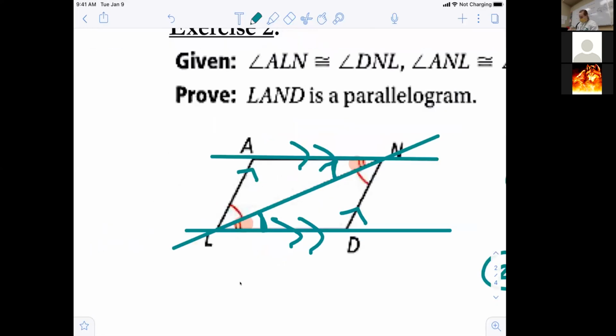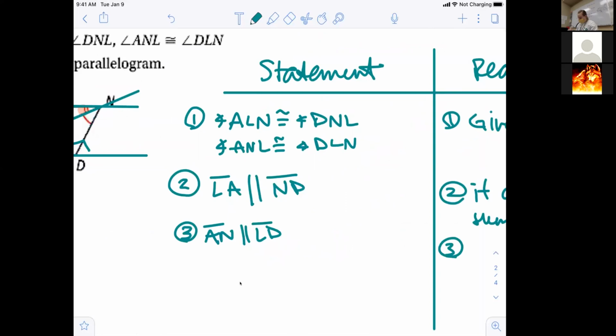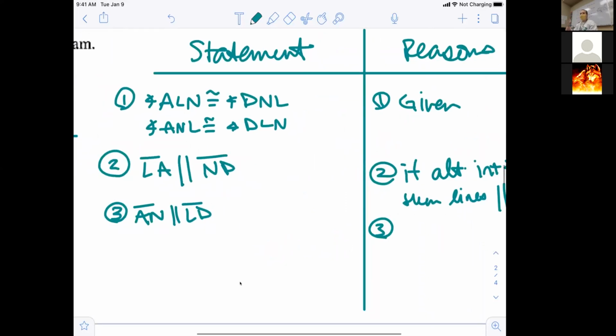So I'm going to write AN and LD. AN is parallel to LD. And that's the same reason as I just wrote above. So if you wanted to, you could keep that in step 2, or you can write a whole new step. It does not matter to me.